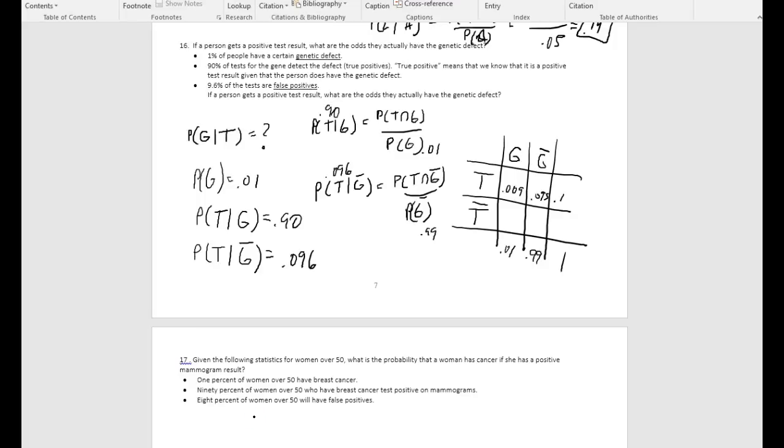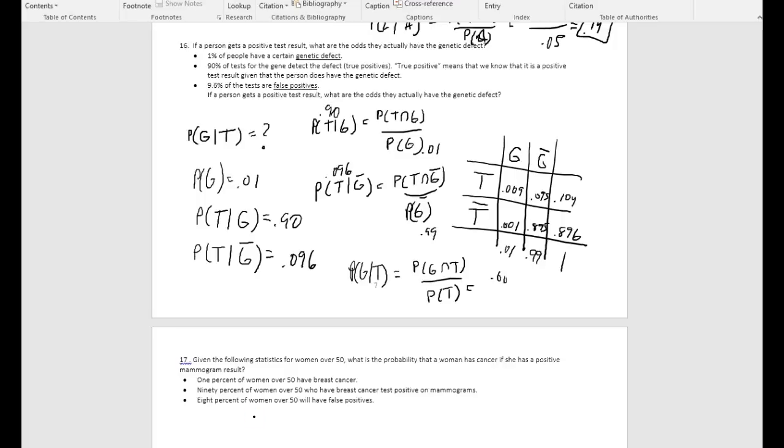0.095. Now we can fill in the rest of the table based upon that. Okay, and then we answer the question, what is P of G given T? That's going to be P of G and T all over P of T.